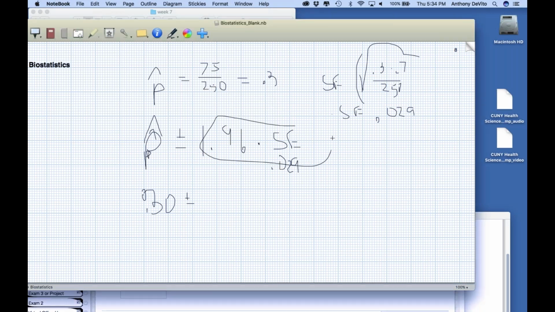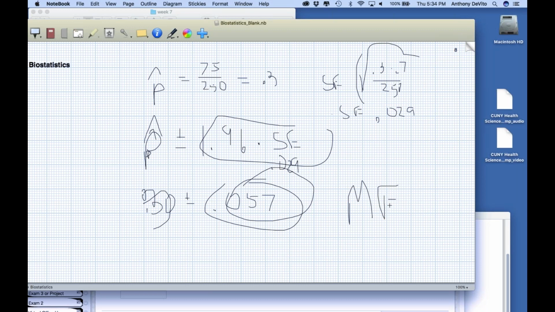So this whole thing, plus or minus 0.057. And we're going to add and subtract that from 0.30 to get our confidence interval. And what do we call this? That's our margin of error, the amount that you're adding and subtracting. In other words, the z-score times the standard error. Just gave it a name. So something you've been doing all along, I just gave it a name. Okay? All right, let's call it a night.